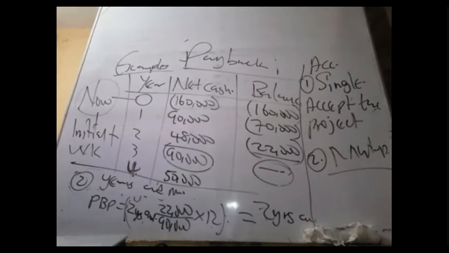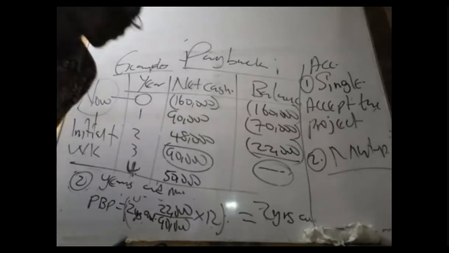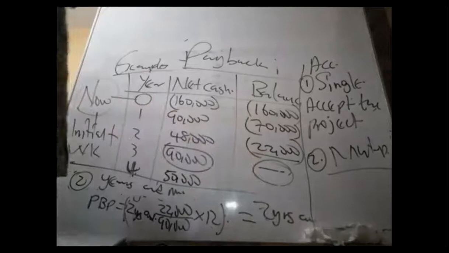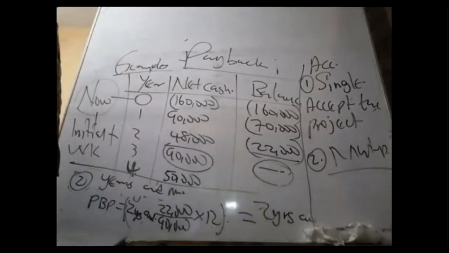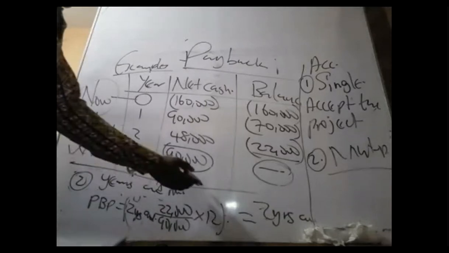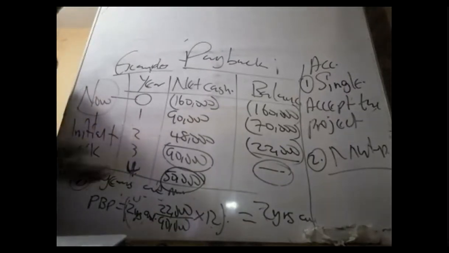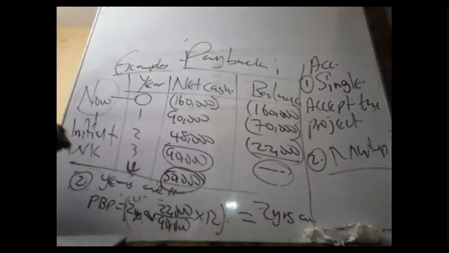The challenges of the payback period. Disadvantages. Number 1, there's a bigger challenge that we have. Payback ignores the cash flows after the payback period. It ignores what? The cash flows after what? The payback period. Have you seen that there's 50,000 at the end of year 4? We did not even touch it. We did not even touch the remainder. So that's a challenge that we have.